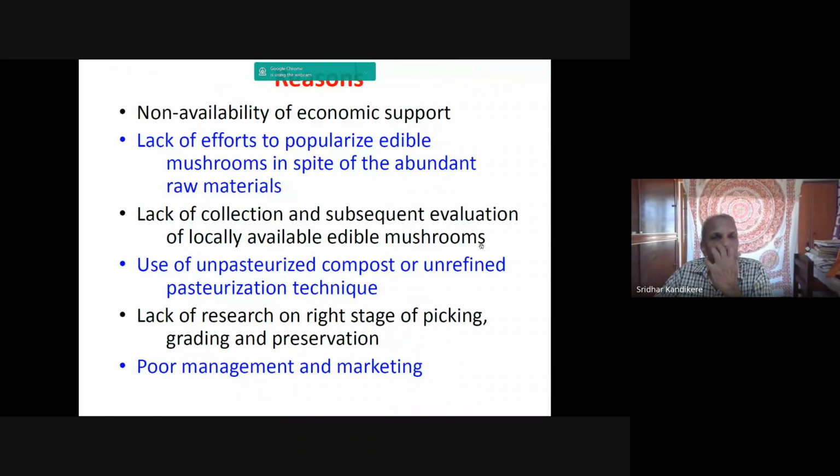So there are certain reasons why mushrooms are liked or disliked. The first thing is non-availability of economic support. Somebody should support. Economic support is very important in order to grow or popularize the mushrooms. And there is a lack of efforts to popularize edible mushrooms in spite of abundant raw materials, because we have a lot of raw materials, a lot of agricultural waste. It will be burnt rather than utilized tangibly.